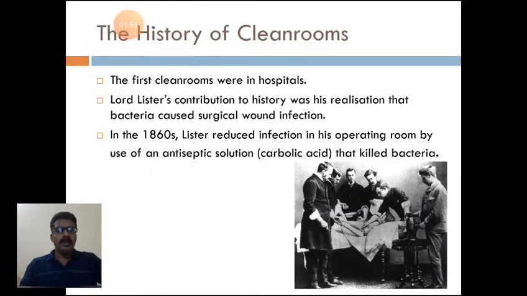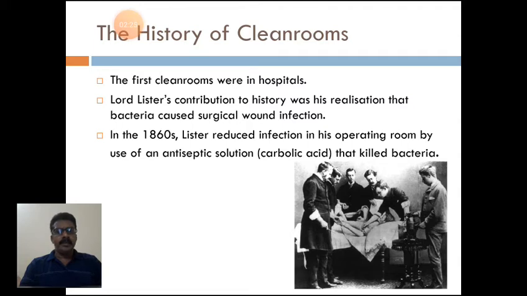The history of clean room. It is clear that the first clean rooms were in hospitals. Lister's contribution to history was his realization that bacteria cause surgical wound infection. He thought that the elimination of bacteria from the operating room should prevent infection. This was the scientific basis for the first clean room.